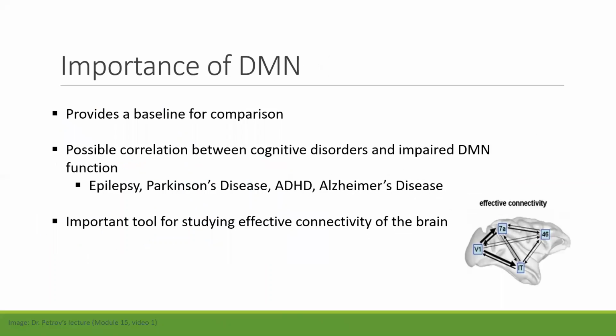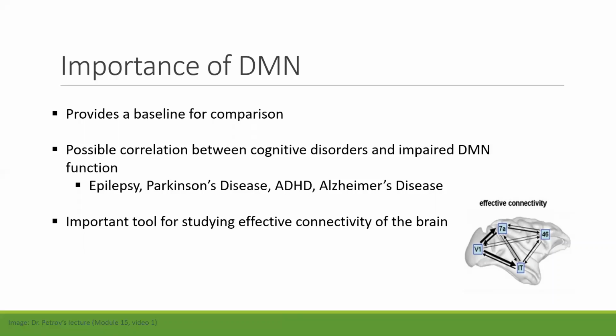So why is looking at the resting state of the brain so important? Well, first, it provides a baseline for comparison. And this is important for studies like the HCP, since they're providing a database for future studies, and it also allows them to make comparisons across different populations.